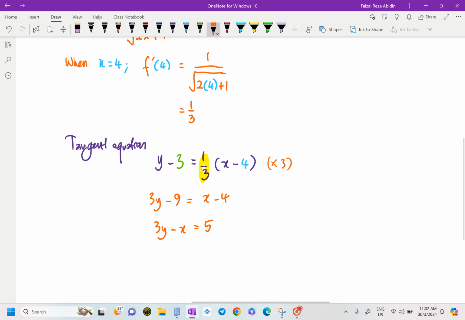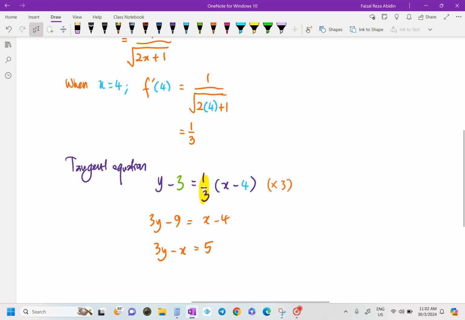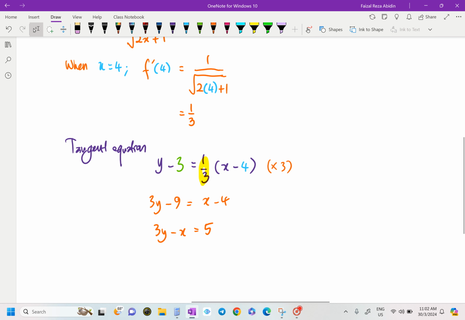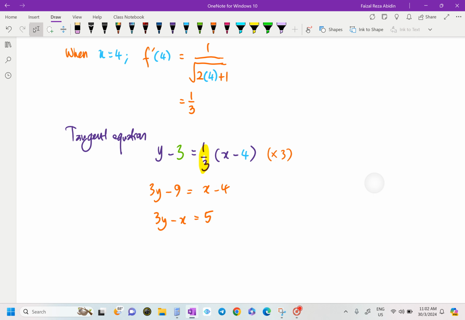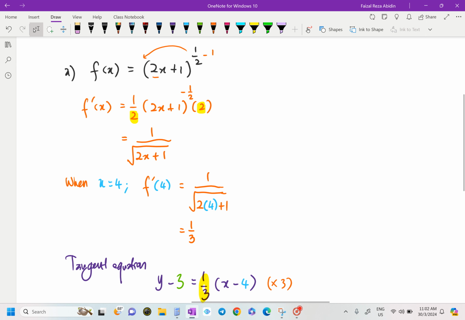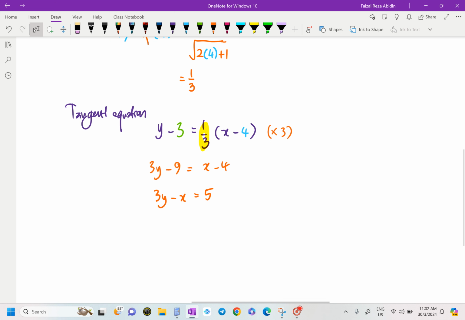And then the question is asking for the normal. What is the normal going to be? For the normal over here, if you look, we are going to use the value of 1 over 3, from the formula here, the equation of our normal over here.